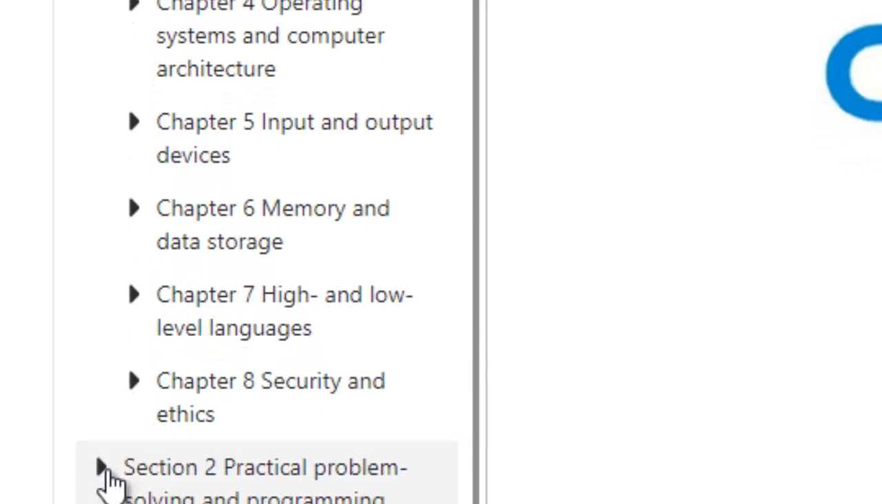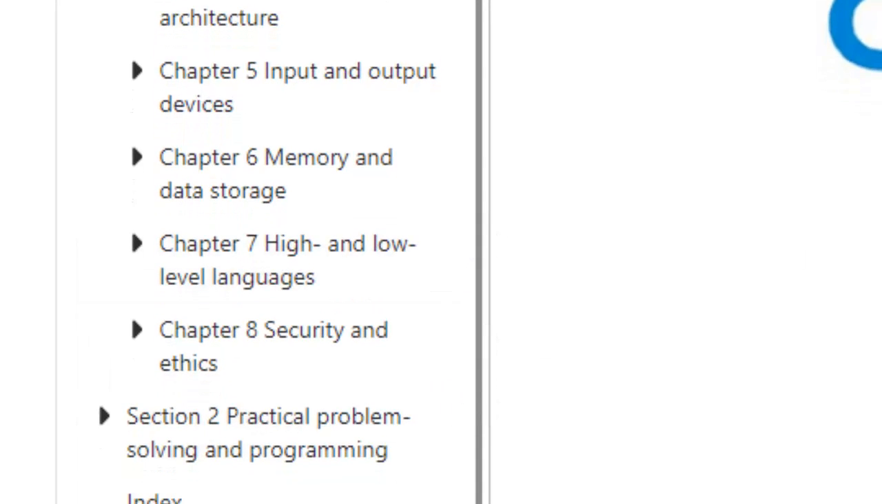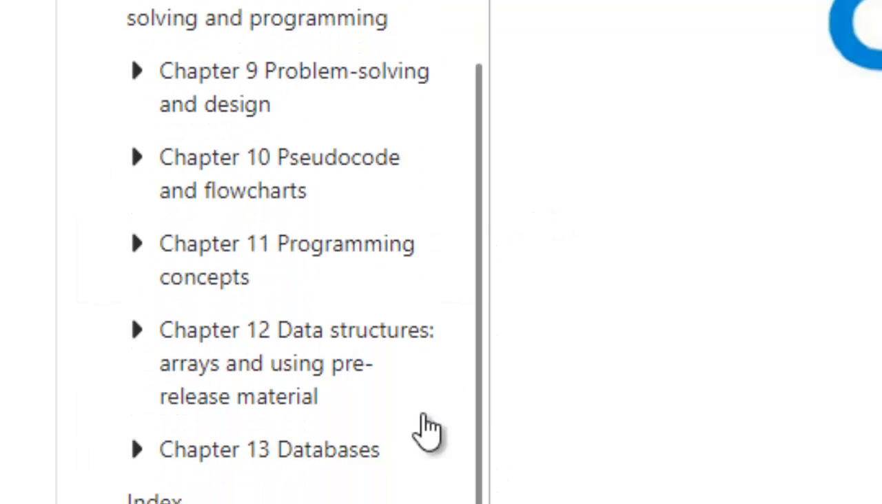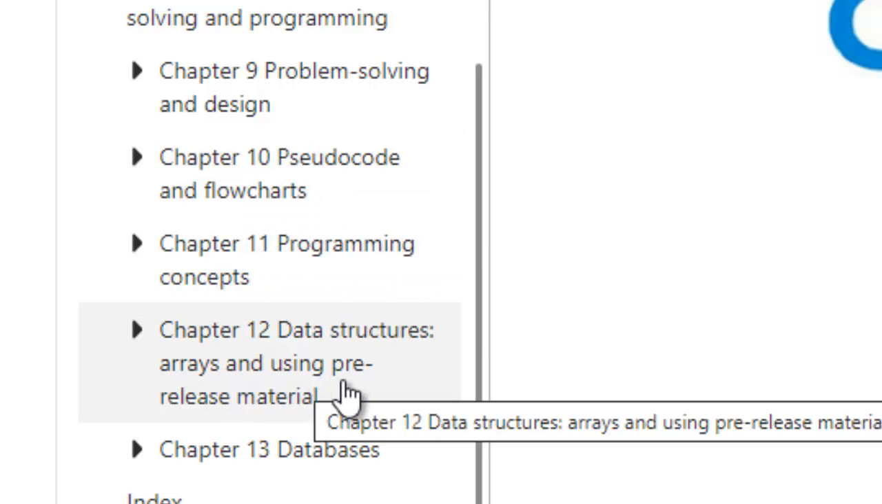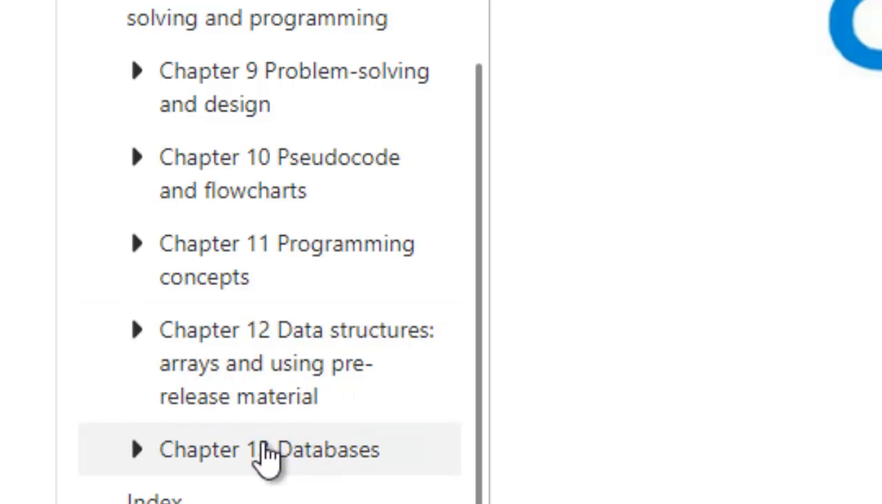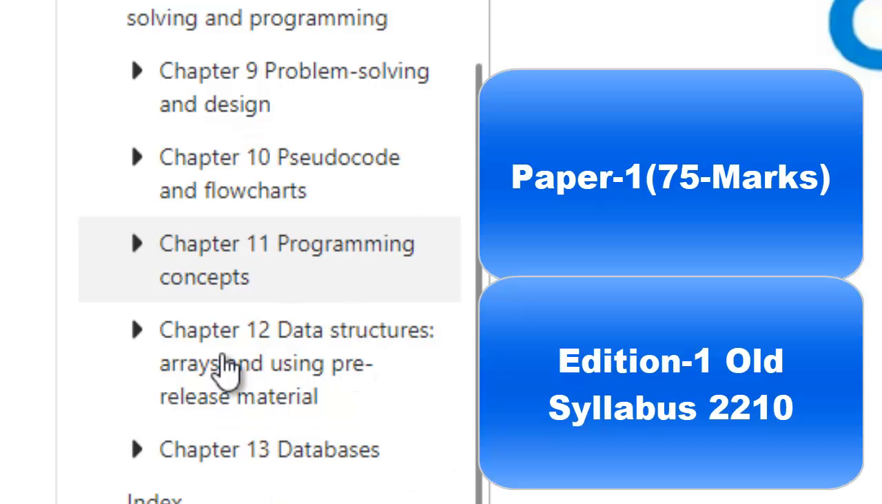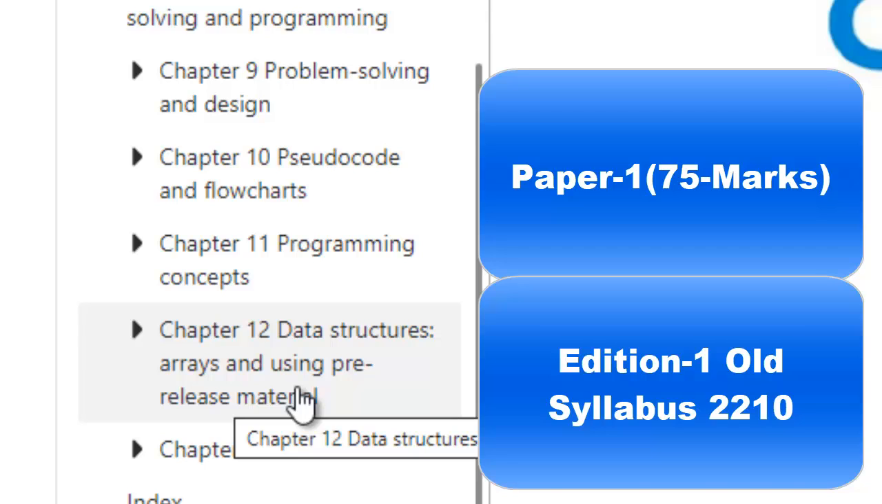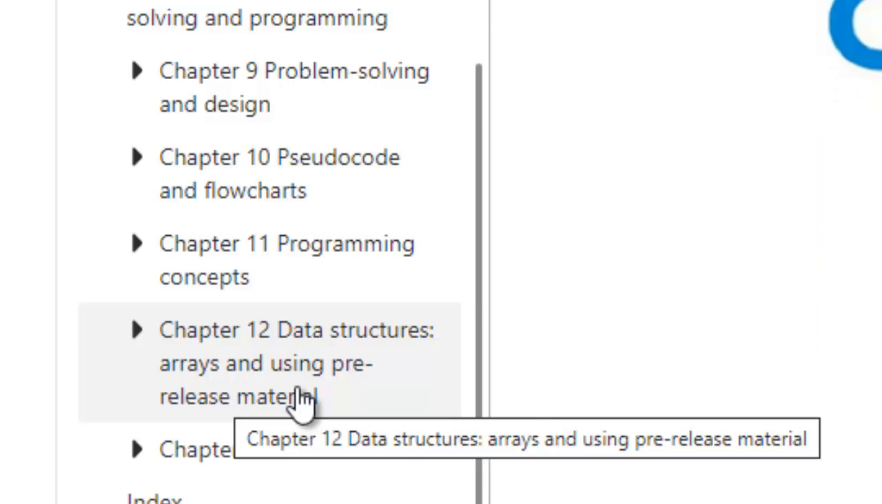Now let's explore section 2 of the old syllabus. In section 2 we were having problem solving and design, then pseudocode and flowchart. Chapters 10 and 11, programming concepts. The 12th one is data structure, arrays using pre-release material, and the last chapter is databases. This was all about the previous syllabus. By the way, this time we are not having pre-release material, they have just changed the name, but the rest is the same. Scenario based or pre-release material is the same thing.